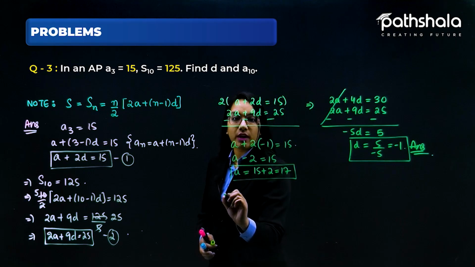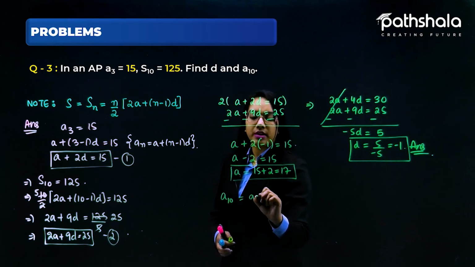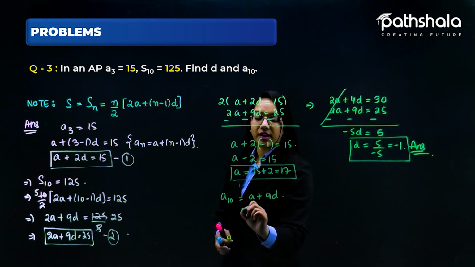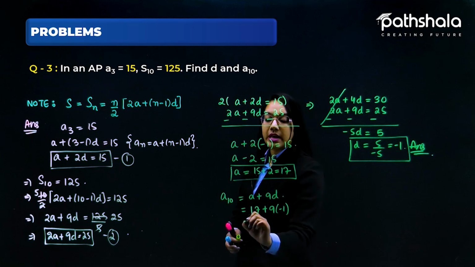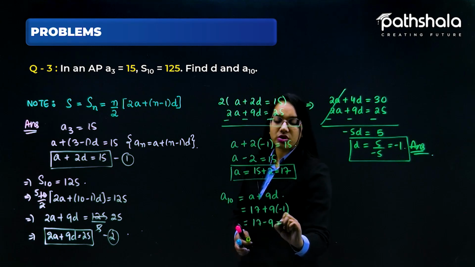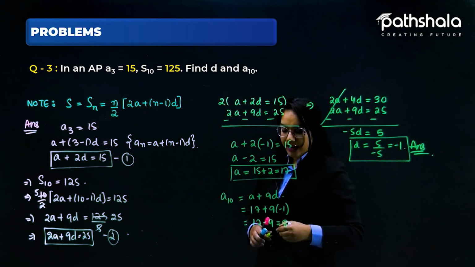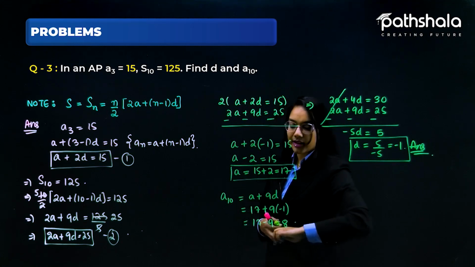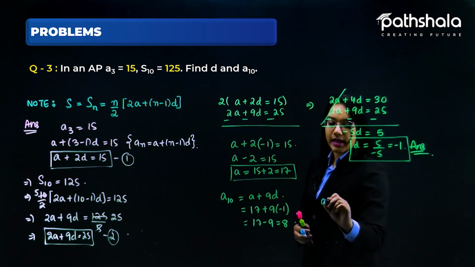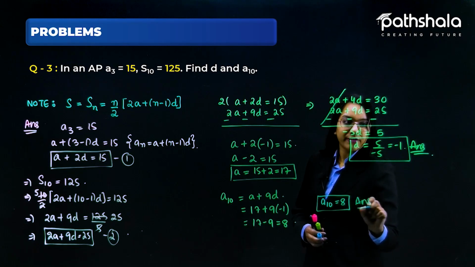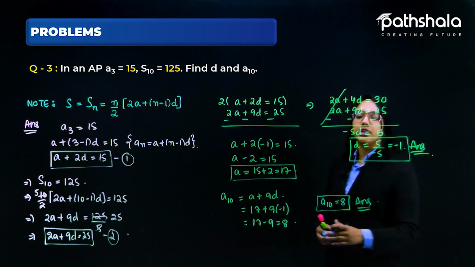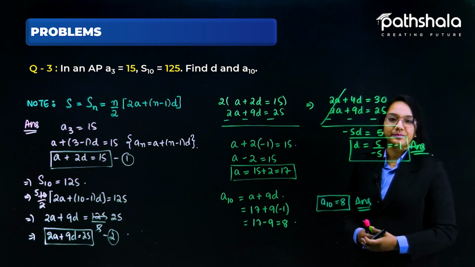Now let's calculate the value of a10. a10 can be written as a plus 9d. We can write it as 17 plus 9 times the common difference, which is minus 1. Hence we get 17 minus 9, which is equal to 8. So at the end we get the answer a10 equal to 8. This is my second answer: the common difference is minus 1 and the 10th term is equal to 8.